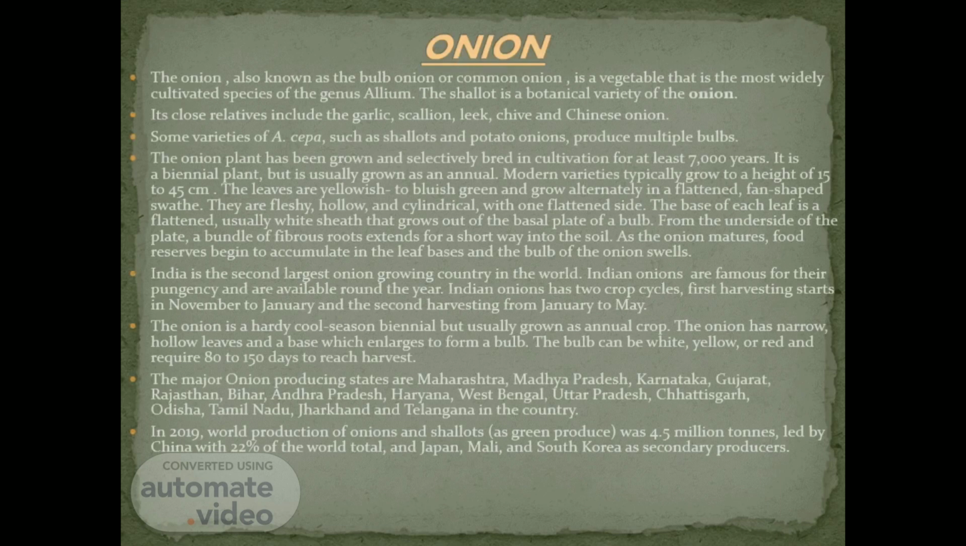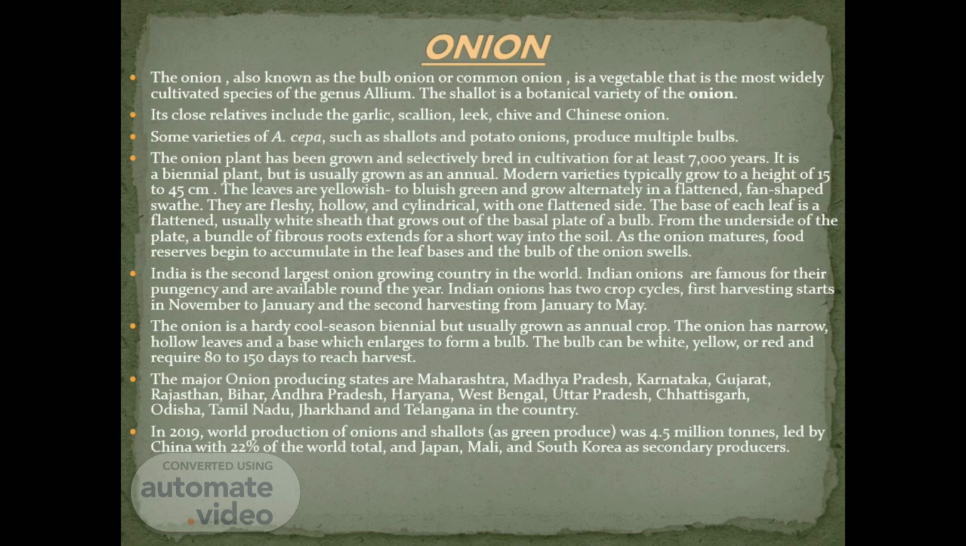Onion. The onion, also known as the bulb onion or common onion, is a vegetable that is the most widely cultivated species of the genus Allium. The shallot is a botanical variety of the onion. Its close relatives include the garlic, scallion, leek, chive, and Chinese onion. Some varieties of Allium cepa, such as shallots and potato onions, produce multiple bulbs.